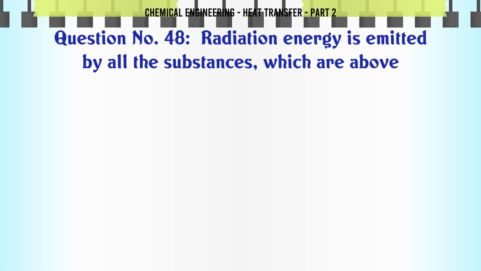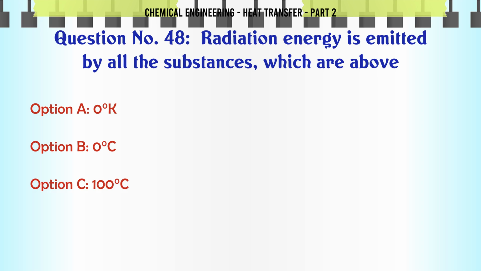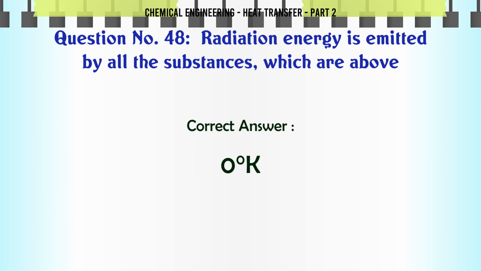Radiation energy is emitted by all the substances which are above: A. 0 K, B. 0 C, C. 100 C, D. room temperature. The correct answer is 0 K.